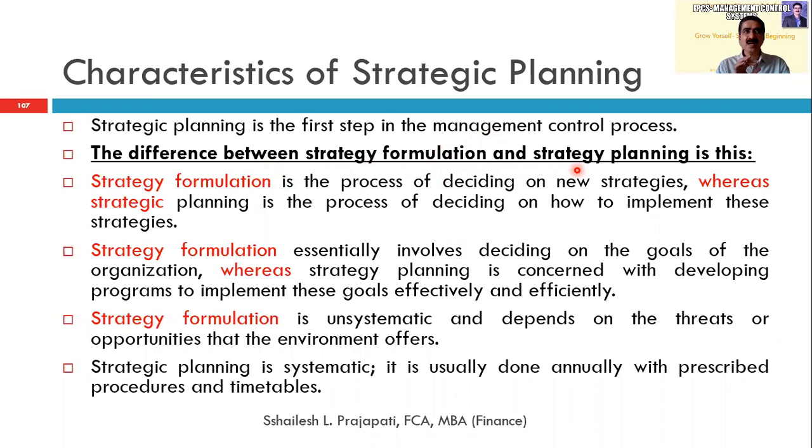process. Friends, strategy formulation is the process of deciding the new strategies. How a new strategy comes into the picture is called strategy formulation. Whereas strategic planning is the process of deciding on how to implement these strategies. So first they formulate the strategy and then there is an implementation. Strategy formulation essentially involves deciding on the goals of the organization, whereas planning is concerned with developing programs to implement these goals. So on one side, the formulation of the strategy will decide on the goals, and planning will see that the goals decided during the strategy formulation are effectively and efficiently implemented.